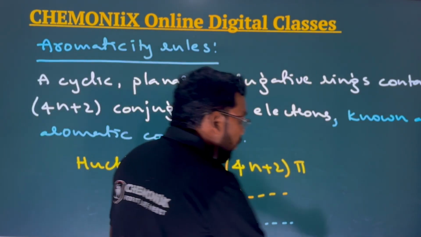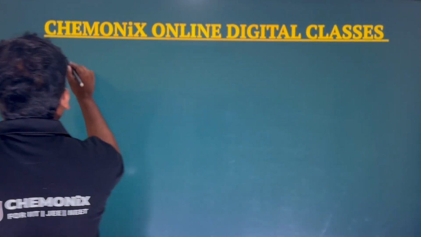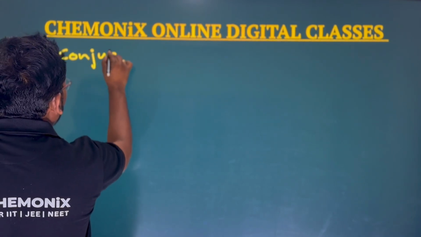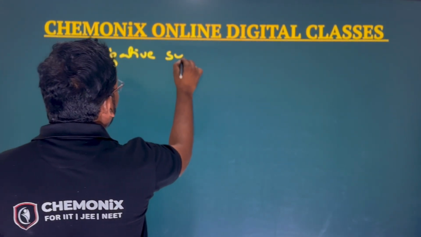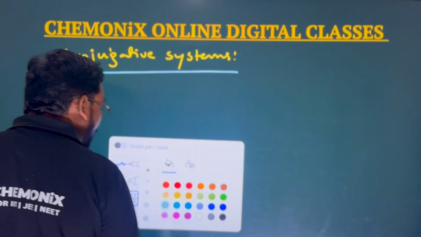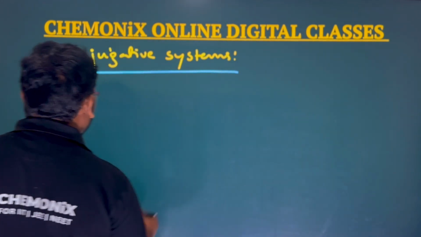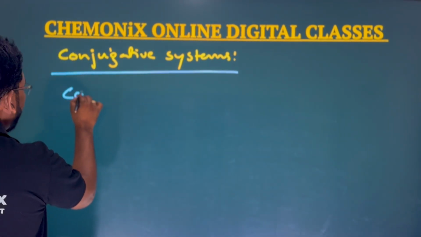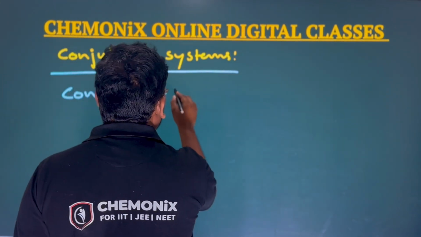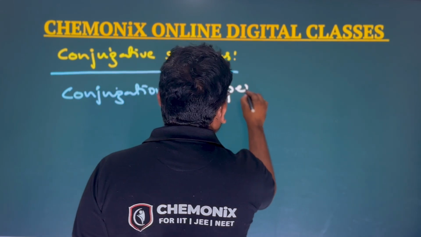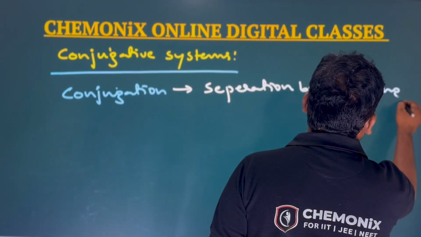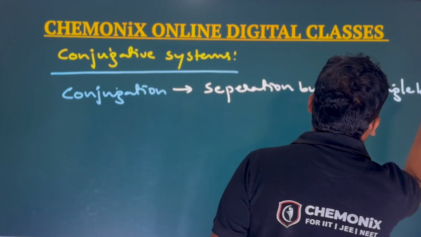Now let me tell you what conjugation is. If you go with conjugation, there are different kinds of conjugated systems. To understand conjugated systems, you must know this. What is conjugation? Remember, in the easiest way, conjugation means separation by one single bond. Separation by one single bond is called conjugation.